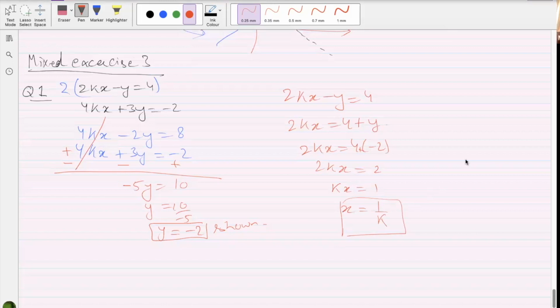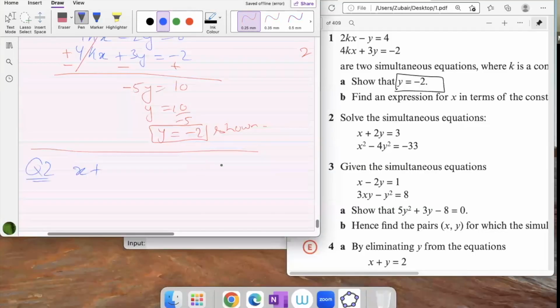Yes, sir. I understand. Can you please solve this question right now? Question number 2: x plus 2y equals 3 and x squared minus 4y squared equals minus 33. Please solve this now.